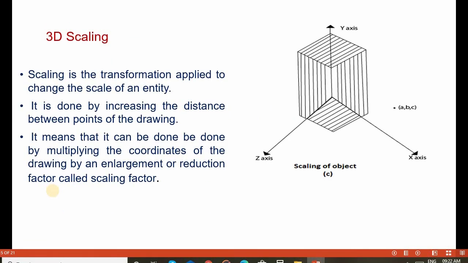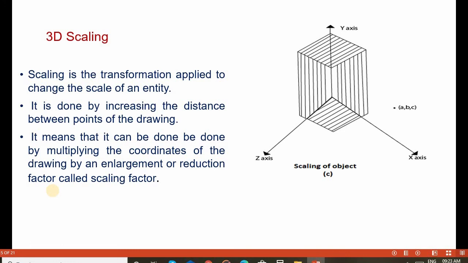Next, the 3D scaling process. 3D scaling is a transformation applied to change the scale of an entity. It may be enlarged or it may be reduced in size. It is done by increasing or reducing the distance between the points of the drawing. It can be done by multiplying the coordinates of the drawing by an enlargement or reduction factor, which is called the scaling factor.